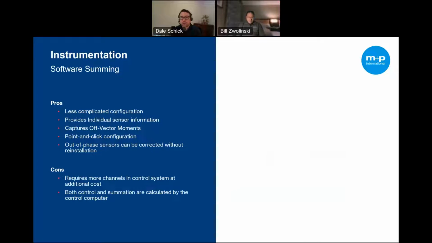Though this solution requires more hardware channels and is calculated by the same system providing control of the shaker table, it offers numerous benefits. Firstly, the moment calculation system can be configured with just the Cartesian coordinates of the sensors, greatly reducing complexity. Secondly, pseudo-channels are used for calculation and are only limited by the software, so groups of sensors can be summed separately.